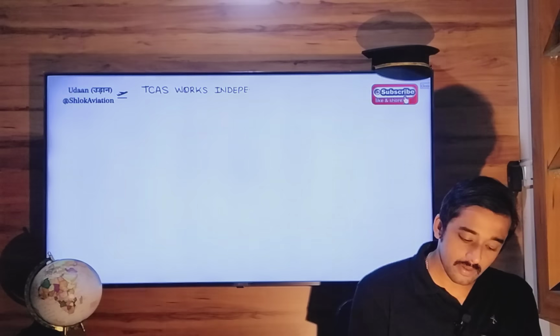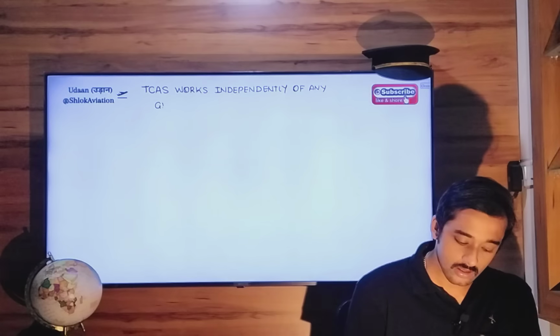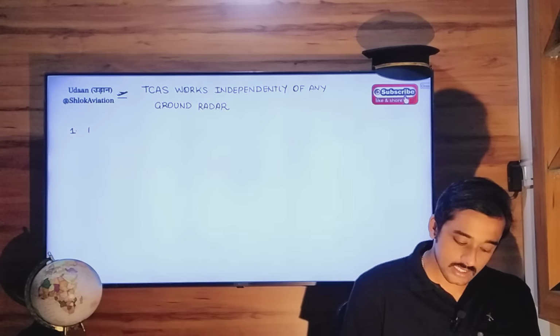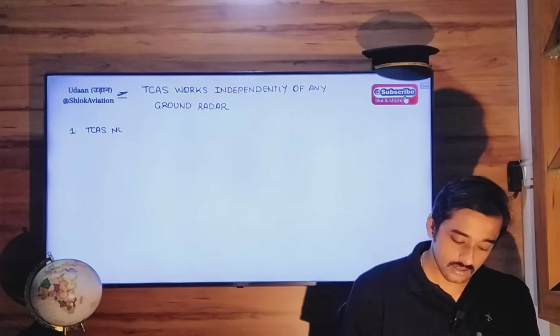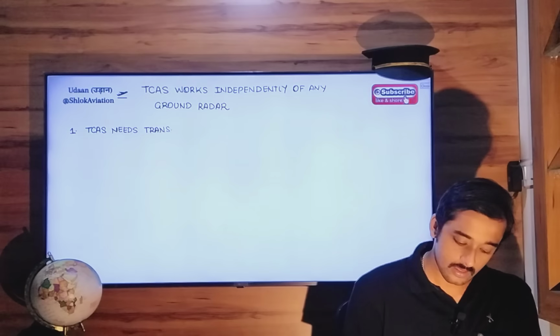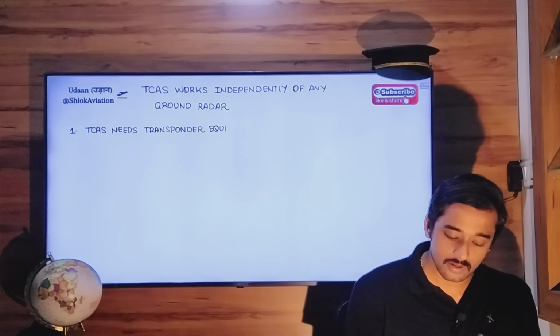TCAS works independently of any ground radar. That is one very first, very important point. Second, TCAS needs transponder equipped aircraft.